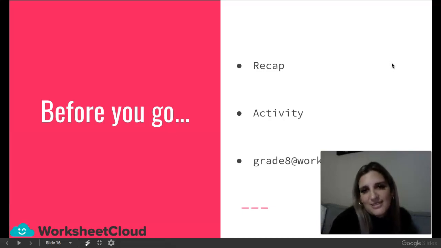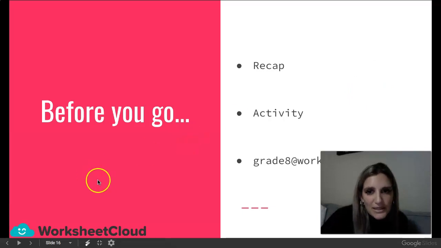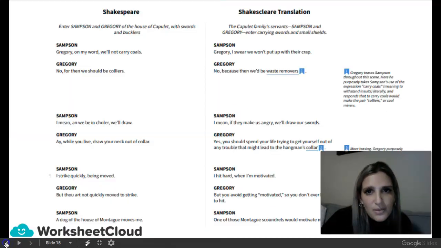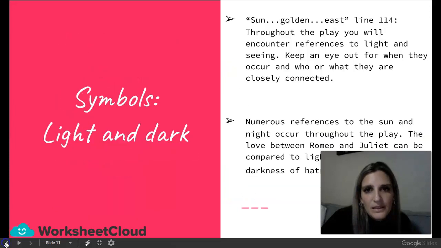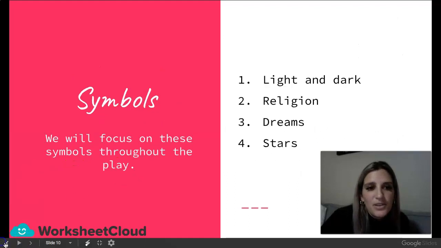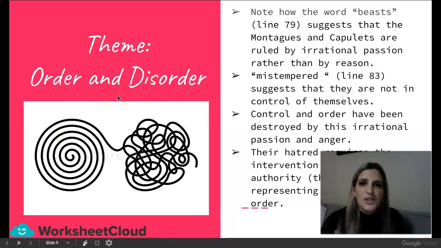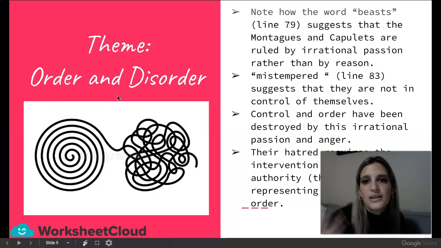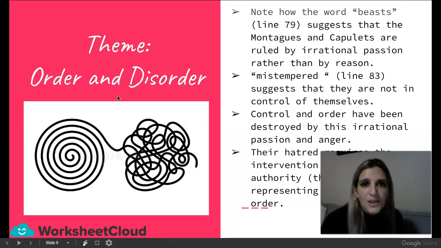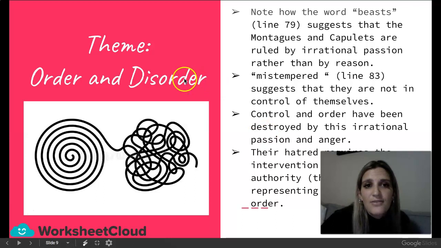to them. But I just wanted to quickly, before we go, show you something in the beginning. Yeah, this is the symbols, the light and the dark. But with the themes as well, order and disorder. So in a test or exam, they could ask you to explain it generally, and then you would talk about how the Capulets and the Montagues just have this passion and hatred and anger, so there's this disorder.